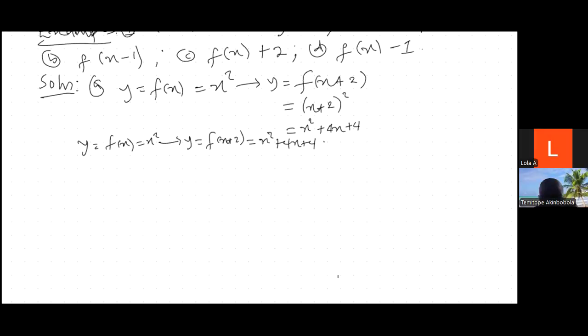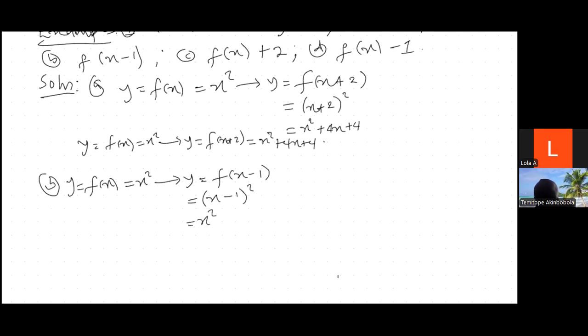All right. So B, question B says we should find f of x minus 1. So y equals f of x, which is x squared. We now transform to y equals f of x minus 1, which means I will substitute x minus 1 for x in f of x, and that will be (x minus 1) squared. So when you expand that, it gives x squared minus 2x plus 1. Therefore, y equals f of x, which is x squared, transforms to y equals f of x minus 1, which is x squared minus 2x plus 1.